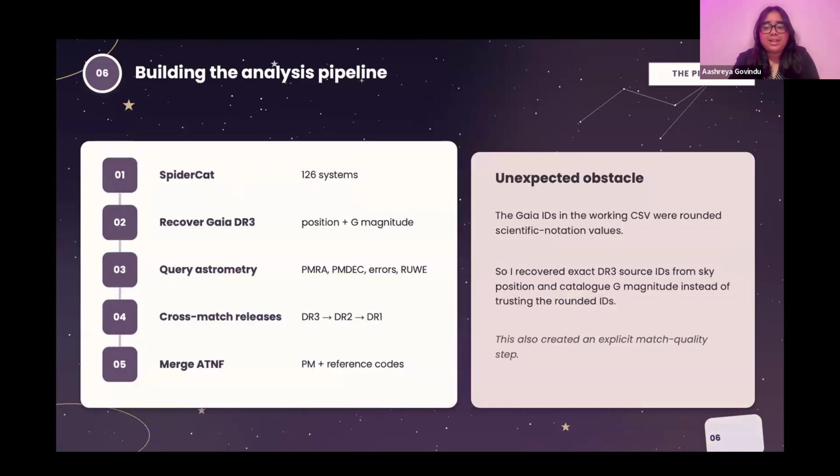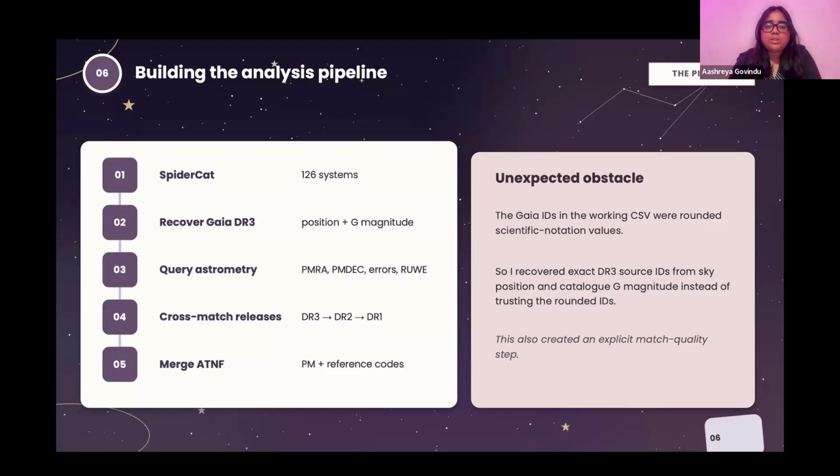So speaking of analysis, building my analysis pipeline was a lot more data analysis than I thought it was going to be coming into this project, which made it just as rewarding when I actually got the code to work. So I started with SpiderCat, which has 126 spider pulsar systems.